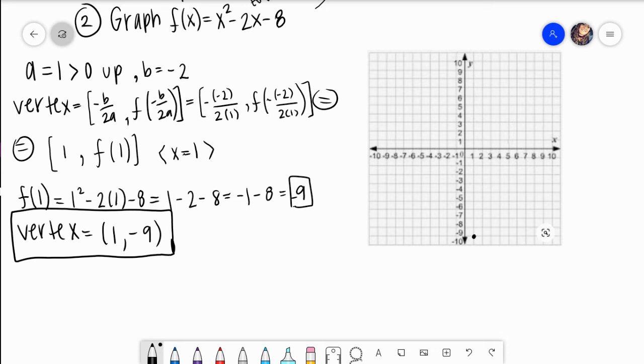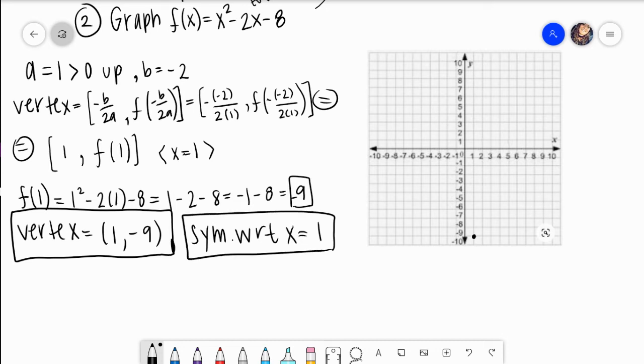That puts me right there. Okay, so I know that my line of symmetry occurs on a vertical line, and it actually goes through the vertex. So that tells me that I am symmetric with respect to x equals 1.